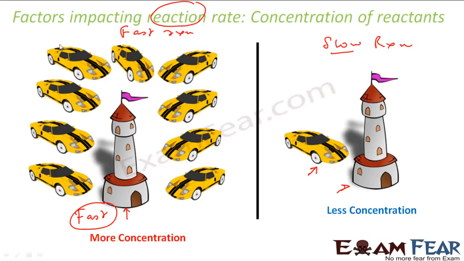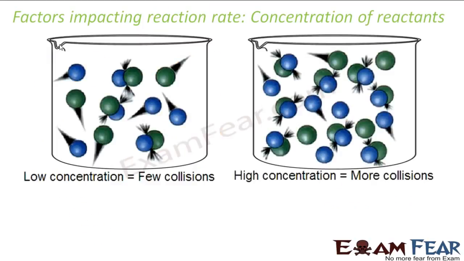We'll take some examples of this. If you increase the concentration, that means more molecules, that means more collisions. More collisions mean more probability of getting product. Less concentration on the left hand side means fewer collisions, and fewer collisions mean less probability of getting product. So the rate is slow here.